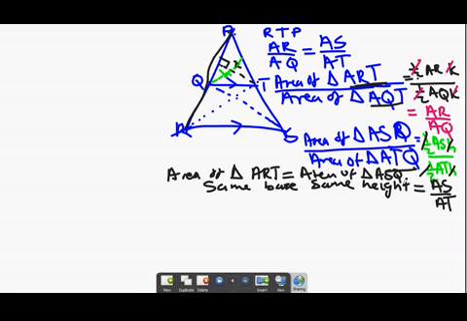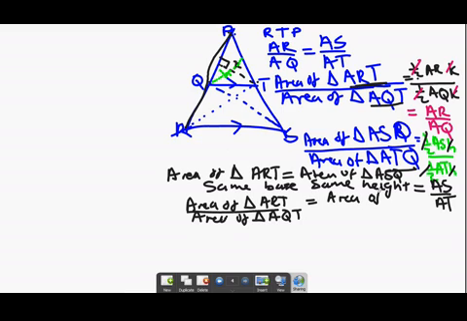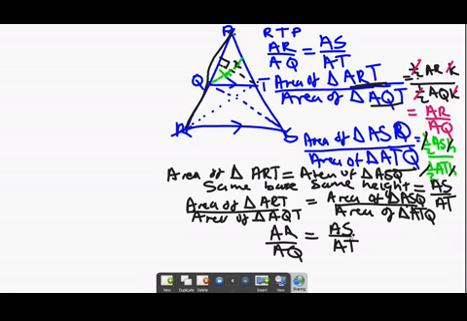Once I've done that, I am now going to write my formula, and I'm going to write area of triangle ART over area of triangle AQT is equal to area of triangle ASQ over area of triangle ATQ, which will then give me AR over AQ is equal to AS over AT. And that's the proportional division theorem.